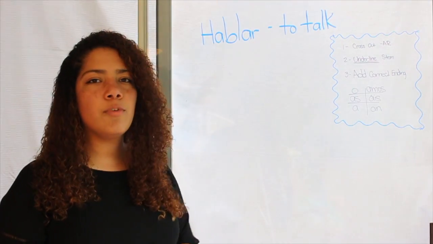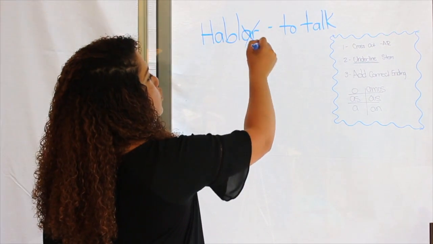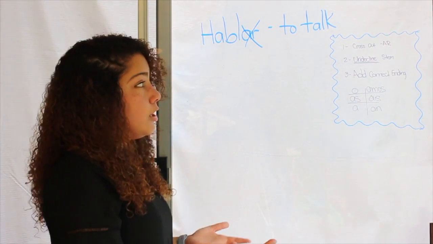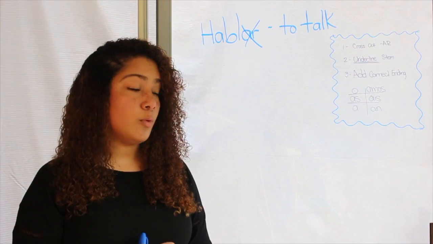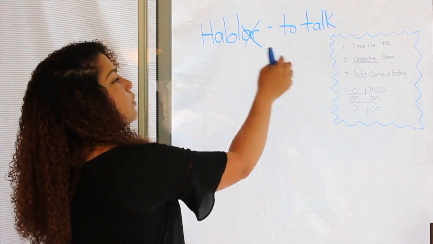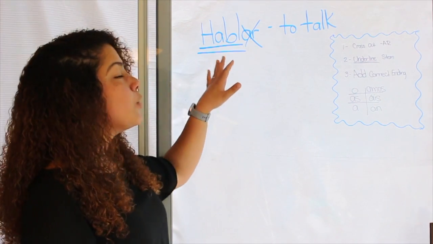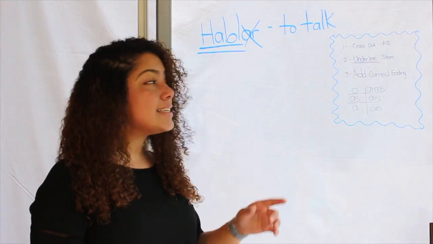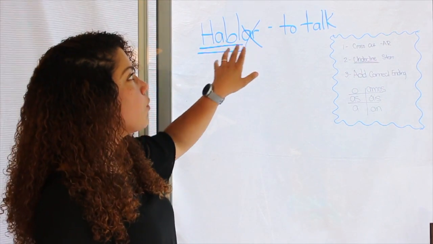Now let's go ahead and follow our conjugation steps. So the first step is to cross out our AR. You can cross it out, you can say you're going to drop your AR, it doesn't matter. The point is that we do not want an AR at the end of our word. So once you drop your AR, you're going to go ahead and underline your stem. Remember that your stem is going to consist of all the letters except the last 2, in this case your AR. So once we cross off our AR, we have our stem.